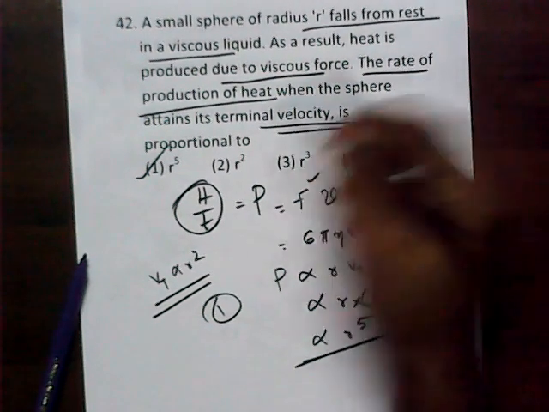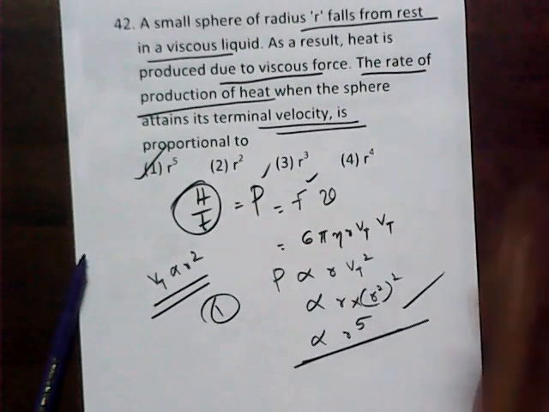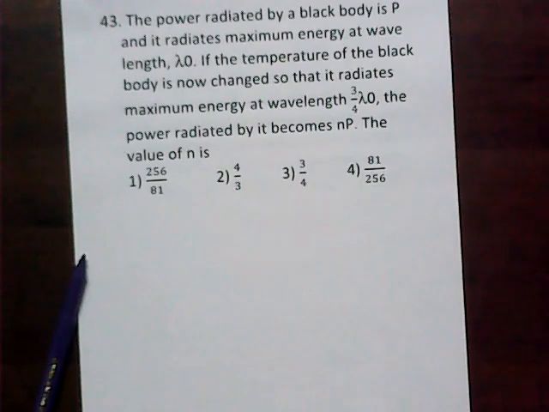So here the rate of production of heat is treated as the power, that is F into v.